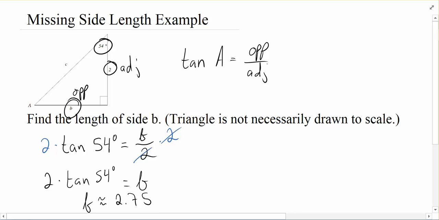Now, in any of these problems, if you'd prefer, I want you to notice that you could actually find A, which actually, because that was labeled A, I probably should have called this tangent of B, since that's what we used. But we could have figured out what angle A was if we wanted to use that angle instead, because we know that it's going to be the complement of 54. So we could have used this if it was helpful, but we can see that it wasn't too hard to use 54 in this case.